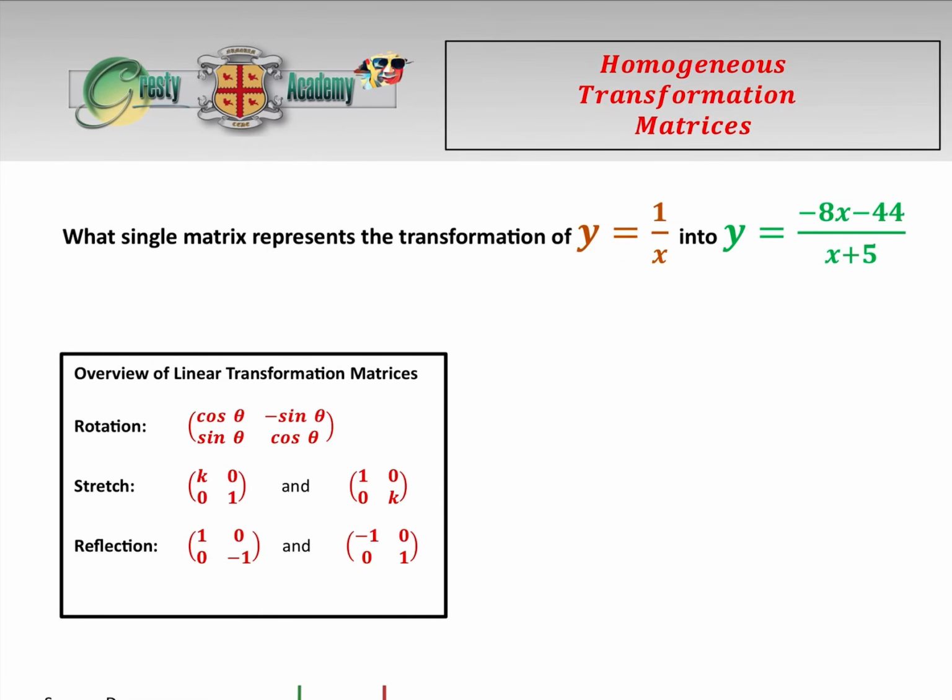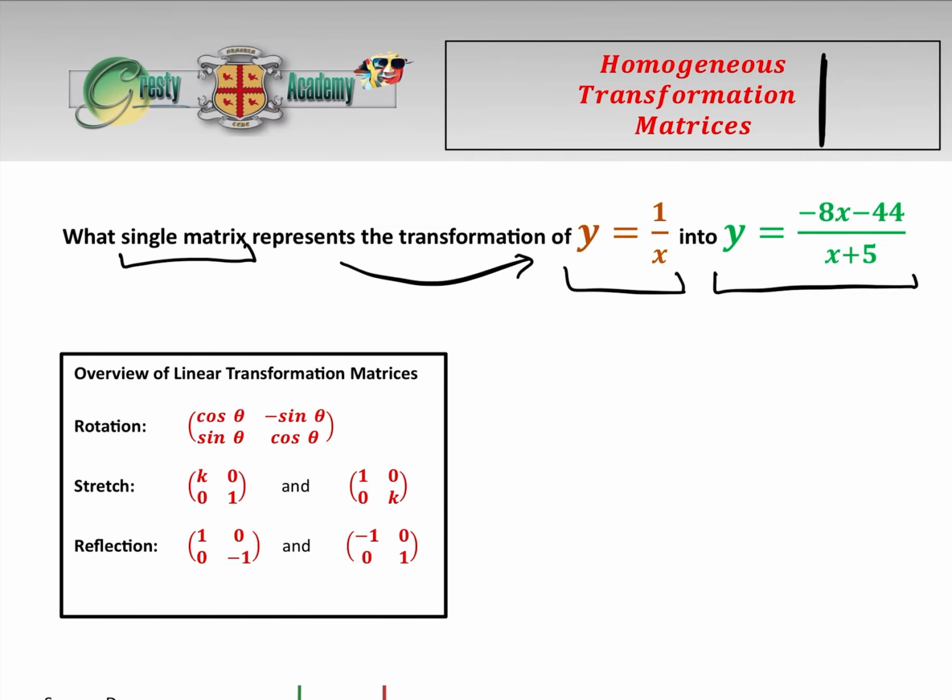In this video, we're going to be looking at homogeneous transformation matrices, and we're going to use them to look at the transformation y equals 1 over x into y equals minus 8x minus 44 over x plus 5, which we've already done in a previous video, so if you're interested in more on that, please take a look at the link in the description. Even though we're going to be finding a single matrix which represents this transformation, this video will also be very useful to people who are studying robotics or gaming.